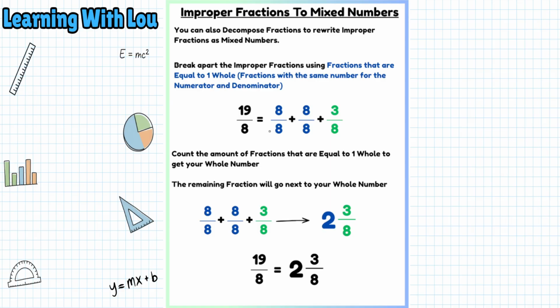Now I know that I can pull out another one whole, because if I take out another 8/8, that'll be 16/8, so that's still less than my numerator. So I have 8/8, that's one whole. I have another 8/8, that's a second one whole. And then I'm left with just 3/8.